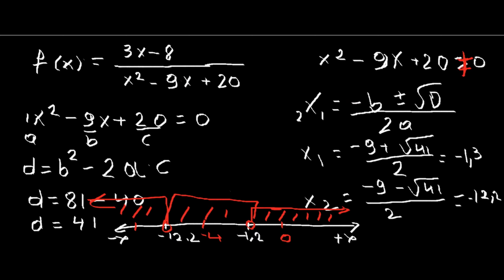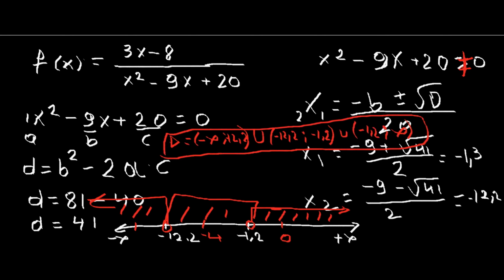So how do we determine the domain of this function? The domain of this function is equal to minus infinity to minus 12.2, this not included, union minus 12.2 to minus 1.2, this one is not included as well, union minus 1.2 to infinity. And this is the solution we get from a complex function.